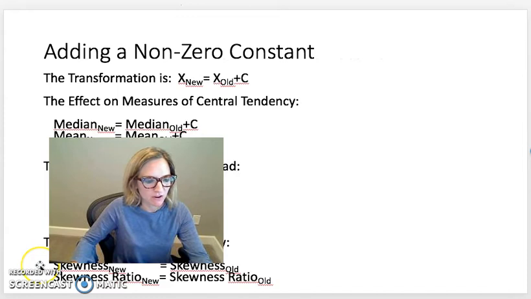Adding old variables by a non-zero constant c has this nice feature that the measures of spread and skewness are preserved. To find the measures of central tendency, you simply need to add the same statistics of the old variable by that non-zero constant c.